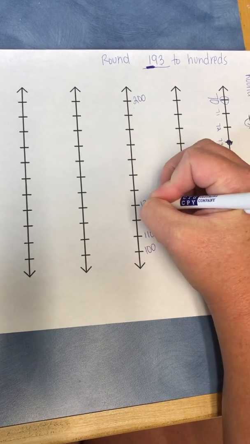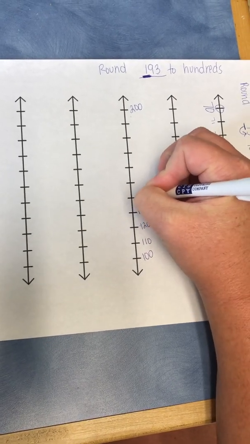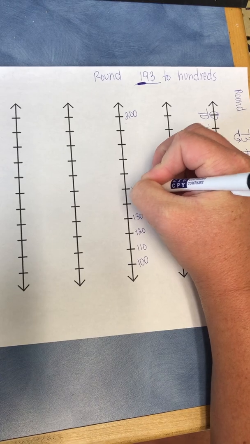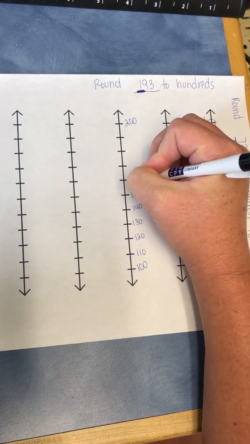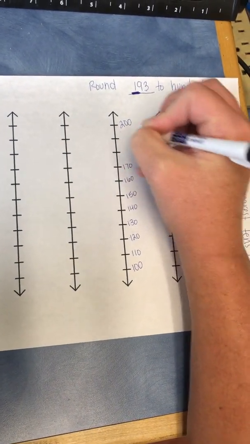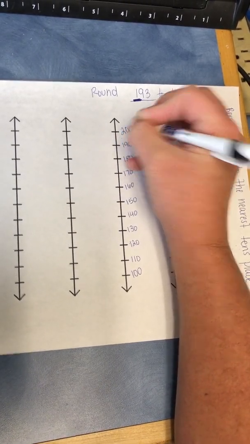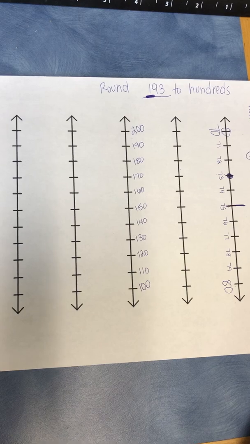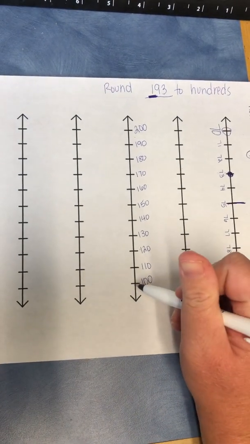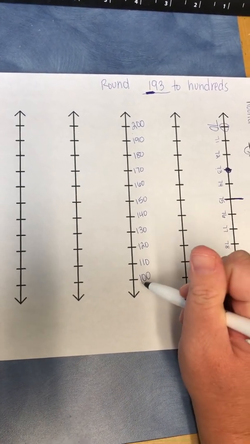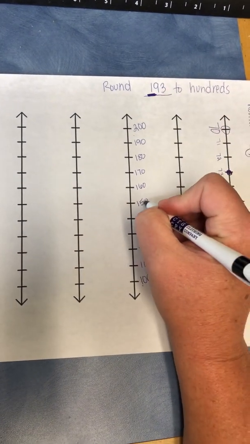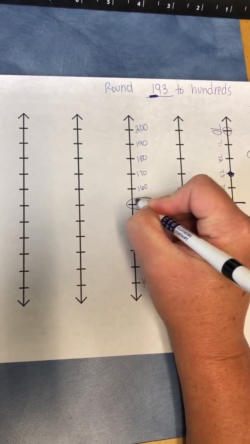120, 130, 140, 150, 160, 170, 180, 190, and 200. So then you've got to find what your midpoint is. So halfway, or my midpoint between 100 and 200, is this 150.